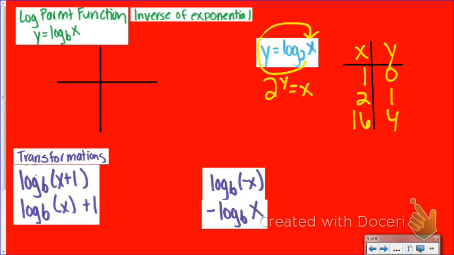So if you look at this graph, I'm not going to have any negative exponents. We already talked about this a little bit. You can't have a negative argument. So what that means is this graph is actually going to have a different kind of asymptote. And that's the easiest way to tell the difference between your exponential functions and your log functions.